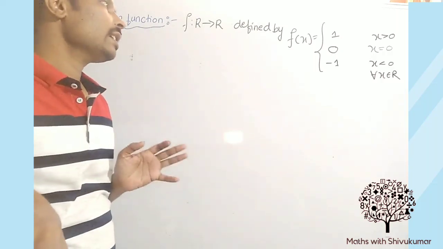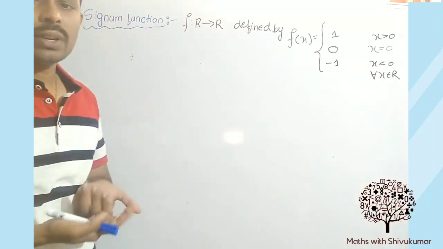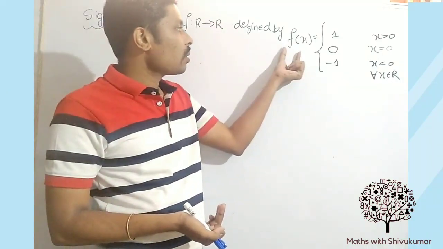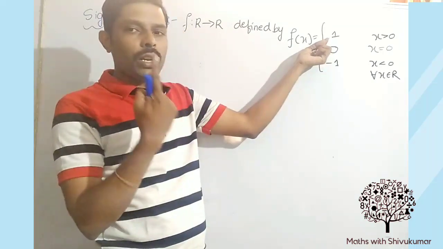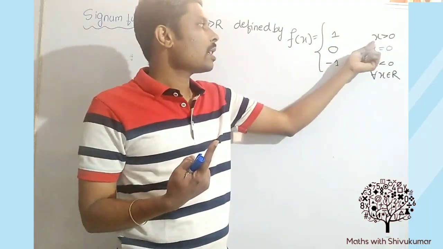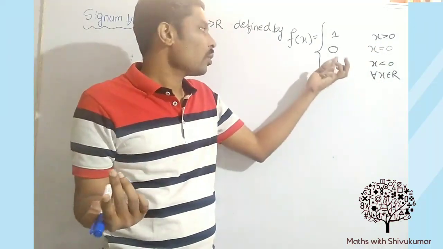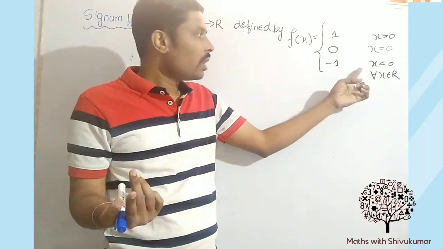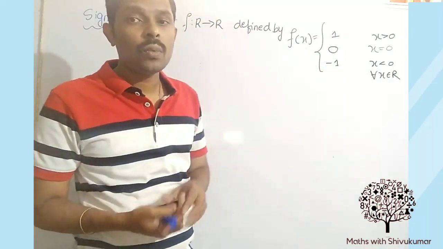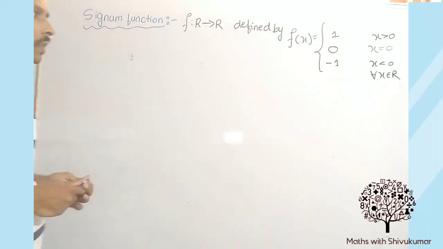Just understanding the definition is important. The remaining graph, domain and range, you people will tell very easily. What they are telling is, f of x is always 1 if the input value is greater than 0. If the input value is 0, no problem, the output will be 0. If the input value is less than 0, what output will we get? We will get -1.